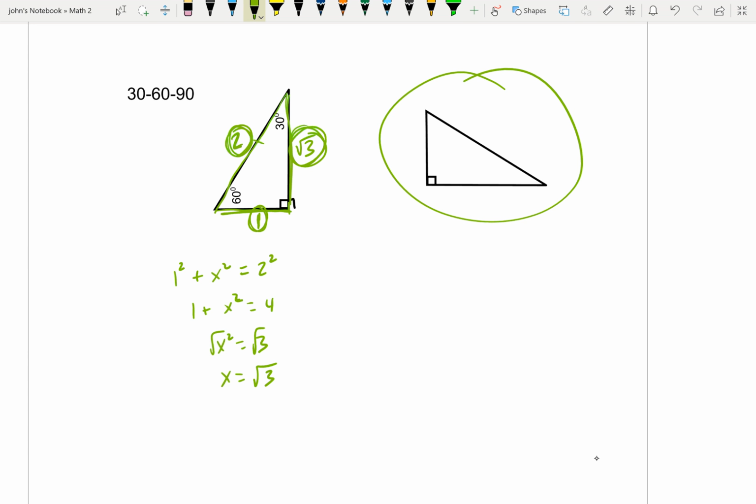Go ahead and fill it in. We're going to say this angle is 30, this one is 60. If I know my short leg, the short leg is the one opposite the 30-degree angle. It's equal to x. To find the hypotenuse up here, I just times it by 2.